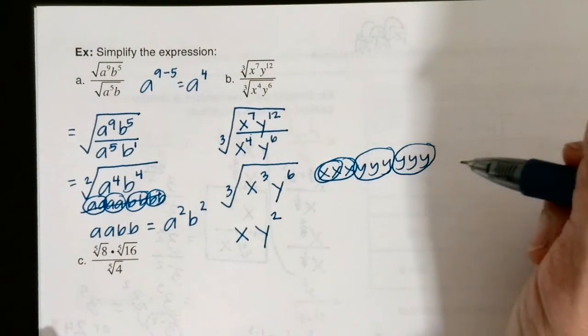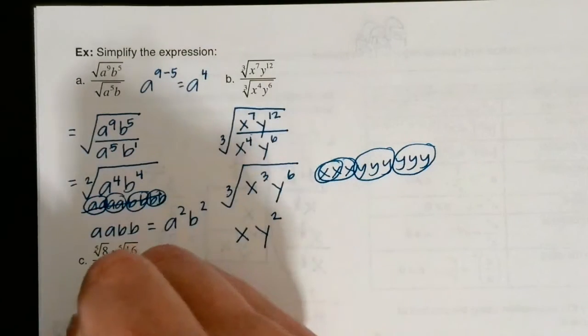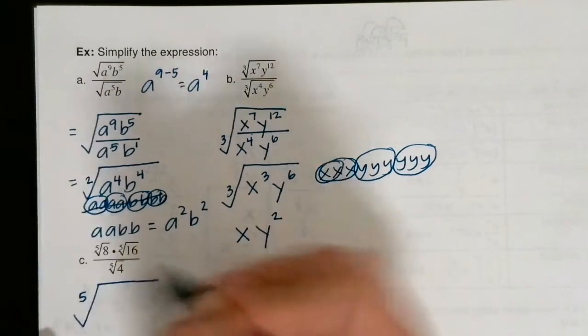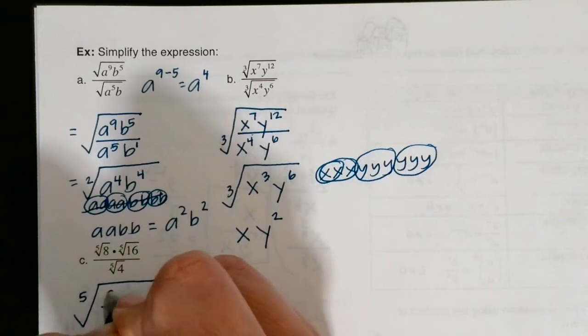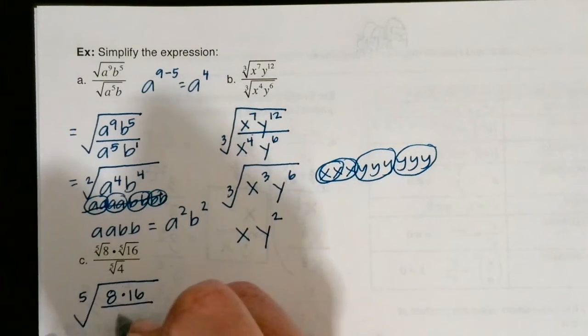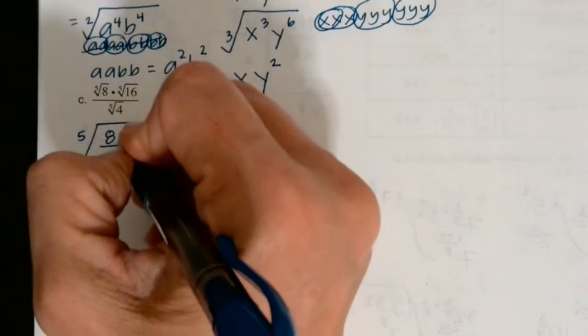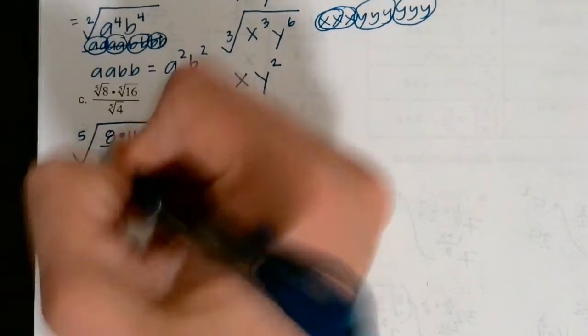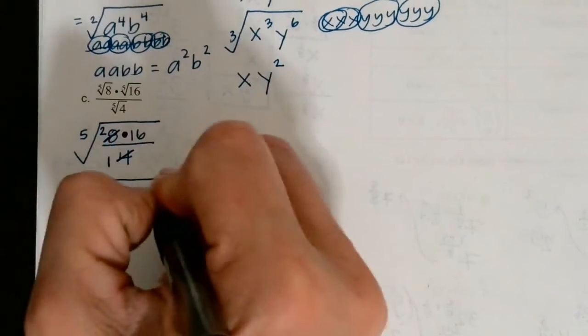Alrighty, last problem. Whoa, we got multiplying and dividing in here. So the rule says that if you have multiplying and dividing, you can combine it under one radical. So we have the numerator would be 8 times 16, and the denominator is 4. So then we can simplify however we want. If we want to do 8 times 16, or I actually think what I want to do is I notice that this is multiplying, so these have a common factor. So that just got rid of my denominator.